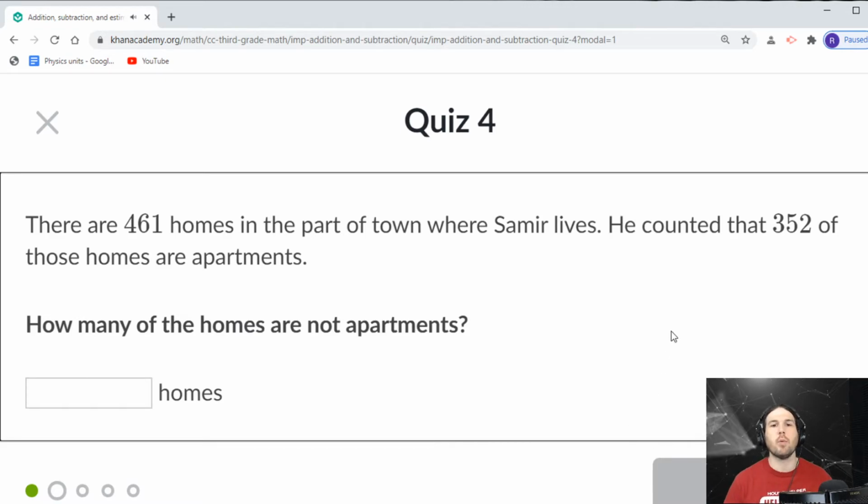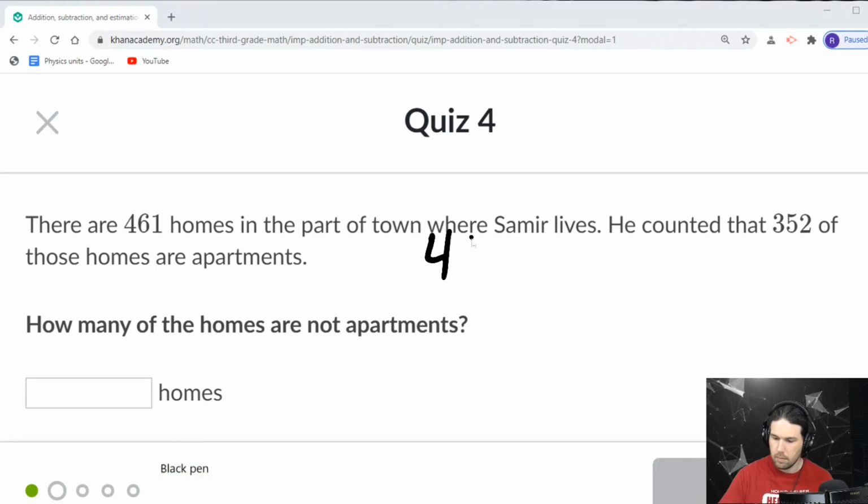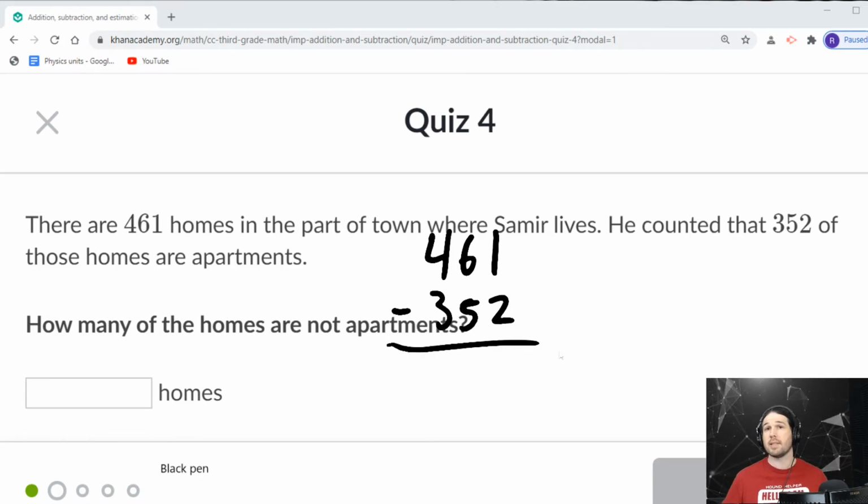There are 461 homes in the part of town where Samir lives. He counted that 352 of them are apartments. So to find out how many of them are not apartments, we will have to subtract. We want to take the total number of homes, 461, and we will need to subtract the 352 that he already knows are apartments, and we'll go from there.